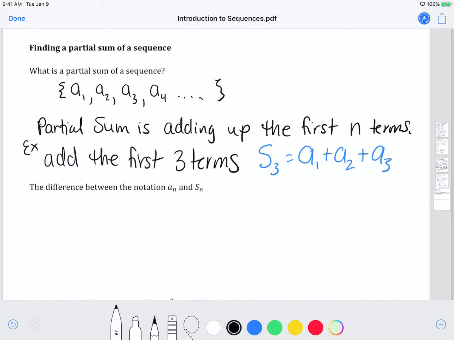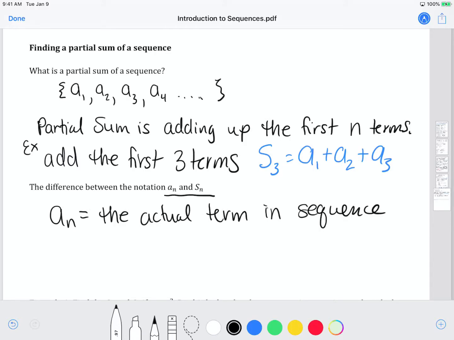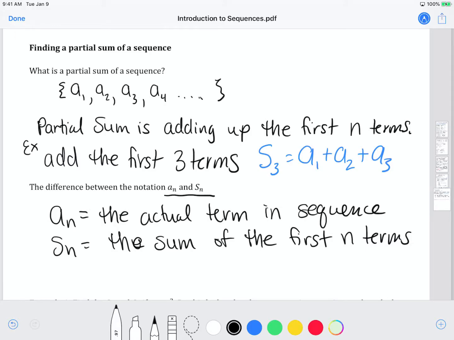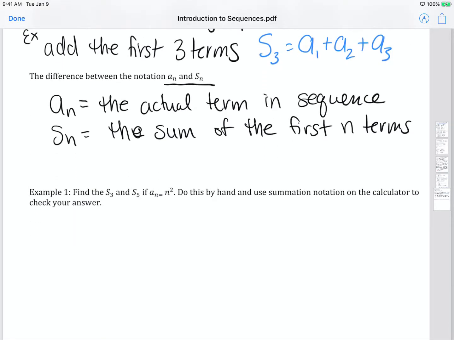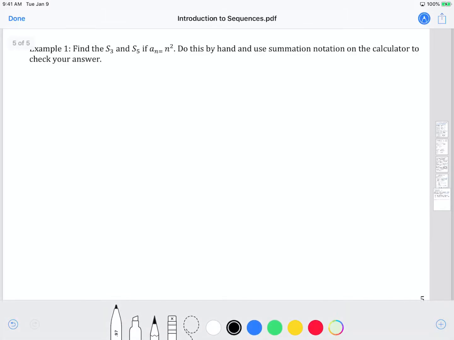Now, something people get confused with is the difference between AN and SN. AN is the actual term in the sequence, where SN is the sum of the first n terms. So if I ask you to find AN, that means you're looking for a particular term in the sequence. And if I ask you to find SN, that means you're looking for the sum of the first n terms. So to make sure you understand the difference between the two, we're going to go ahead and do this example.